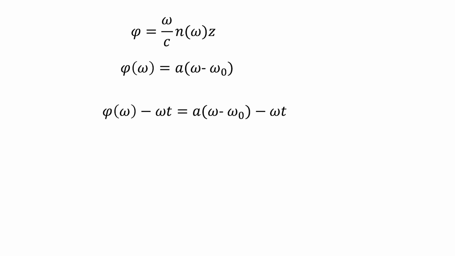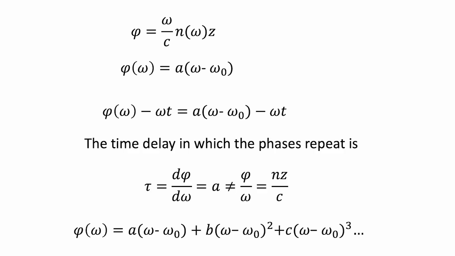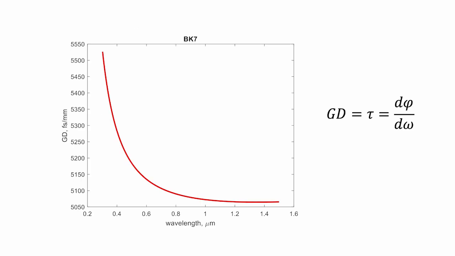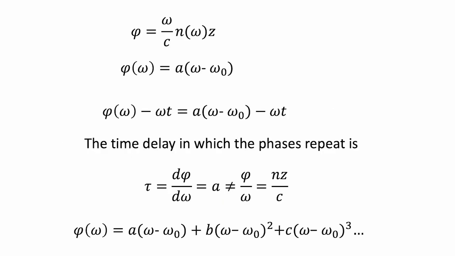So you want the time delay. You see the time delay will be the derivative of the phase with respect to frequency. That's the A coefficient we had there, which is different from the phase velocity. So here you see that it's different from the phase velocity. This is the time delay, the derivative of the phase with respect to frequency.